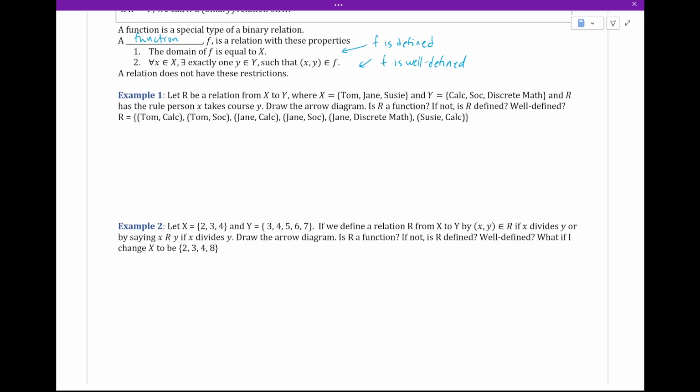So let's first draw the arrow diagram. This is X. This is Y. All the elements of X are Tom, Jane, and Susie. Elements of Y are Calc, Soc, and Discrete Math. So I'm ready to draw my arrows. Tom takes calculus. There's my arrow. Tom takes Soc. Jane takes Calc. Jane takes Soc. Jane also takes Discrete Math. And Susie takes Calc.